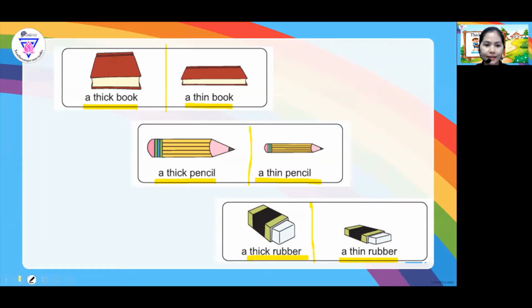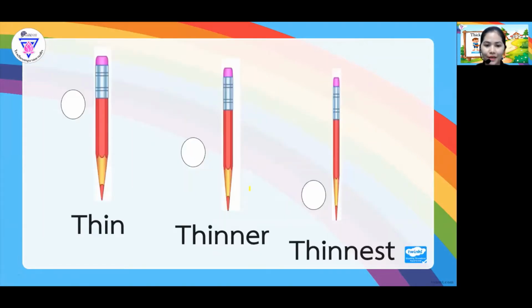Next to that, as you can see on the screen, we have here three pictures, okay? We have here thin pencil, thinner pencil, and the thinnest pencil, okay? So one more time, thin pencil, thinner pencil, and the thinnest pencil. As you can see their rankings there, it goes to be the thin one, this one. This is thinner than this one, and this is the thinnest, okay?